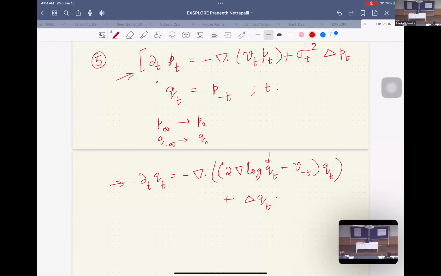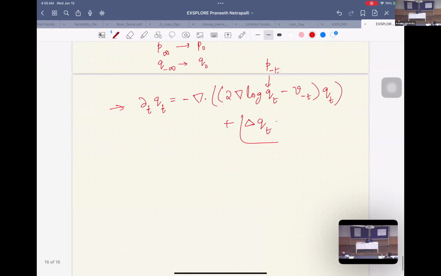Yeah, this Qt is p minus t. That's correct. So this grad log Qt is the same as grad log p minus t. So in order to implement this equation, the main thing is, okay, so this delta Qt. Now, how do we implement it in a particle way? We again have this form where we have a velocity term and then a diffusion term.